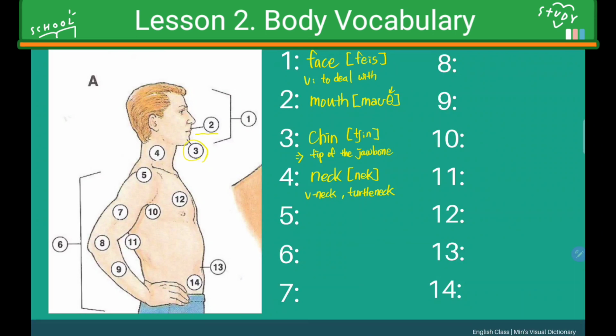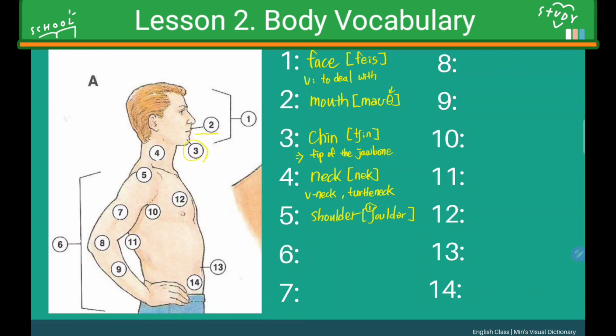And number five right there is our shoulder. Shoulder. The pronunciation is O and L and like that. We have a stress in the first syllable, so it's shoul, and then we have O, L, der. So shoulder, shoulder.